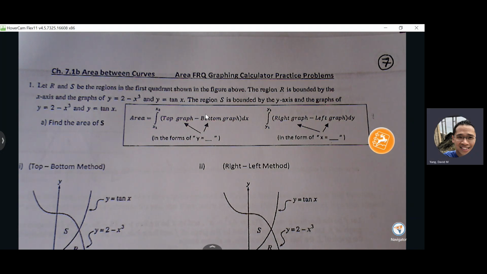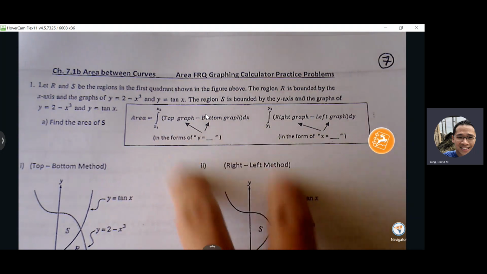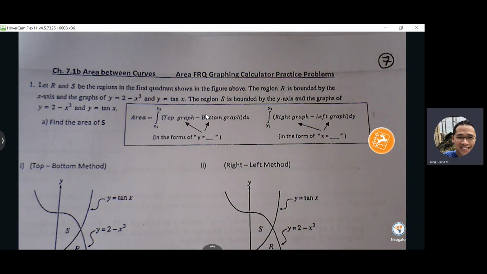Some during lunch. All right, so we're going to practice these area formulas from a calculator perspective. So you guys can have your calculators out, preferably a graphing calculator.